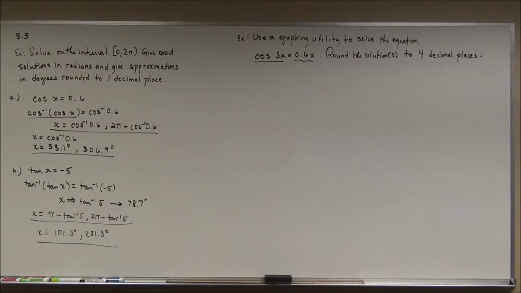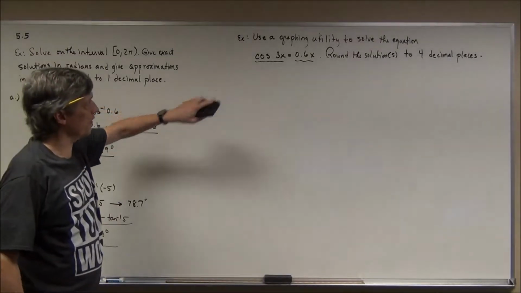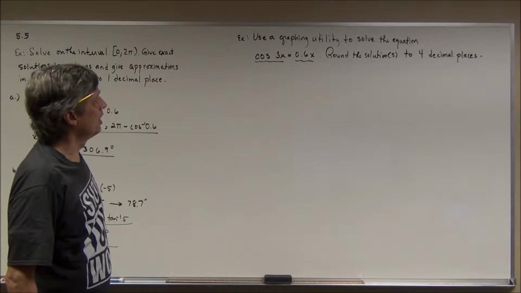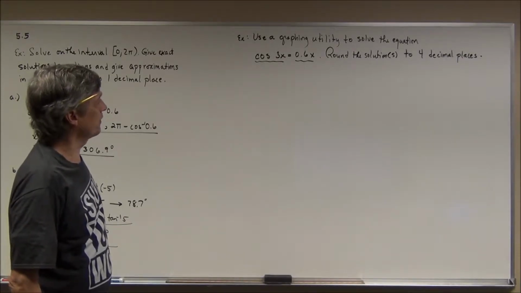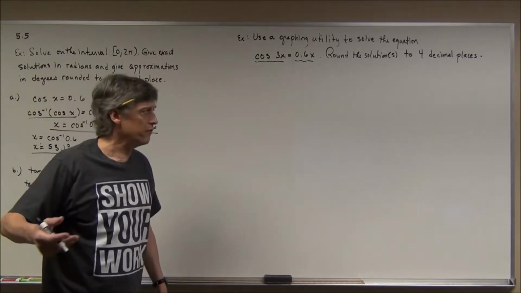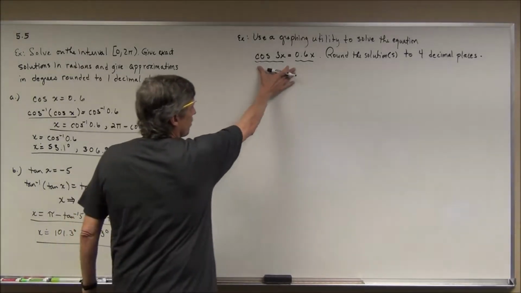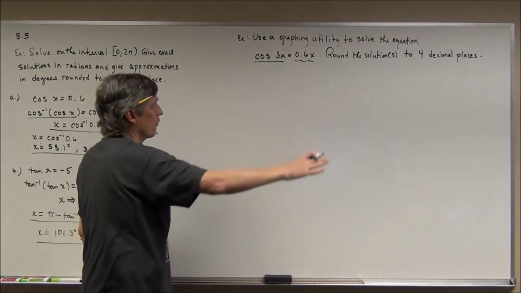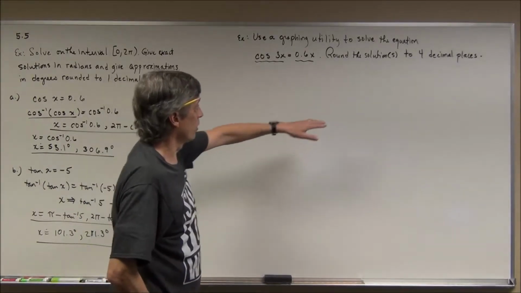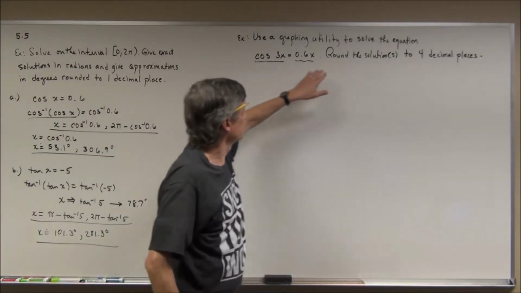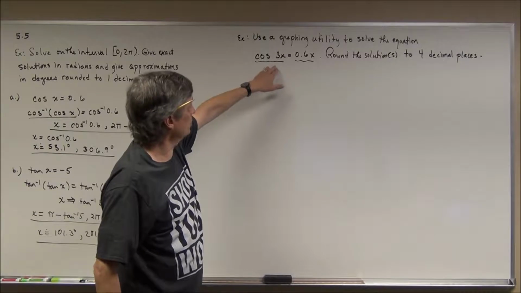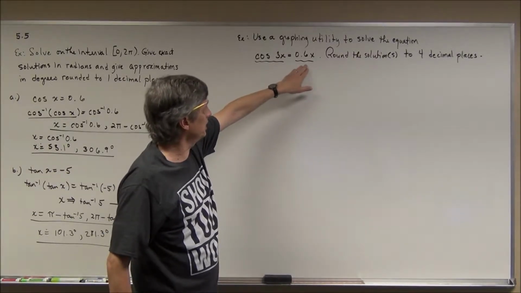Alright, we're going to do this last equation here using a graphing utility. You can use decimals on your computer, or you can use a graphing calculator like a TI-83 or 84 or 89. I like the 89 because with this kind of an equation, the calculator does it all for you. And it'll give you much more exact answers than 4 decimal places. Of course, we're talking radians. The cosine of 3x equals 0.6x.